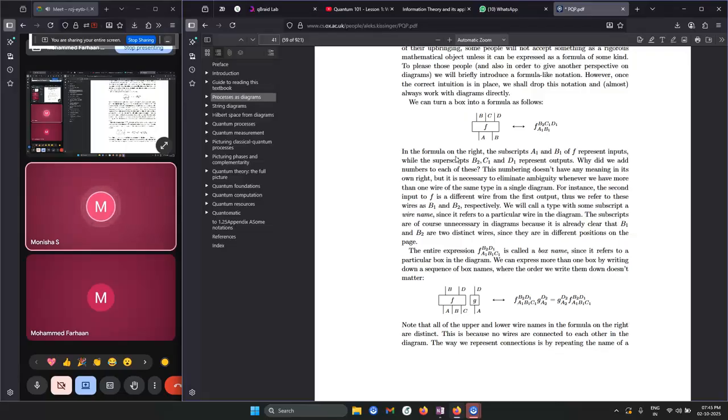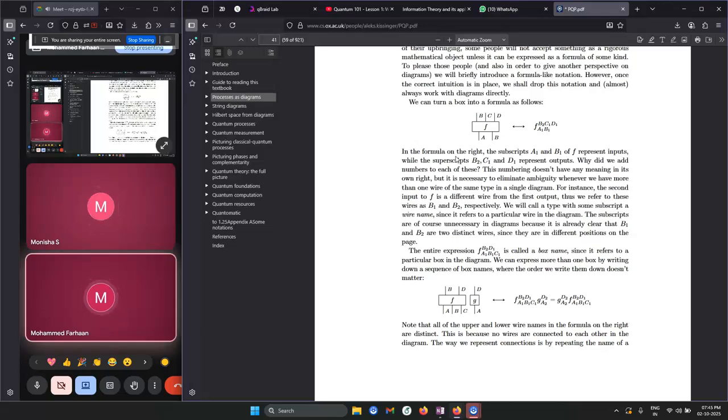We will call a type with some subscript a wire name since it refers to a particular wire in the diagram. The subscripts are of course unnecessary in diagrams because it is already clear that B1 and B2 are two distinct wires since they are in different positions on the page.